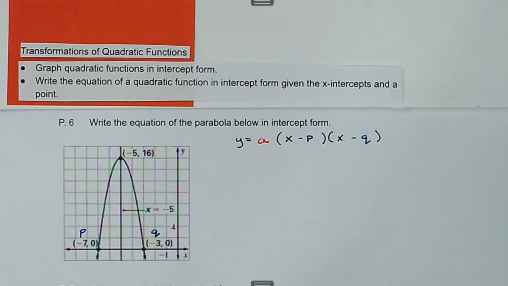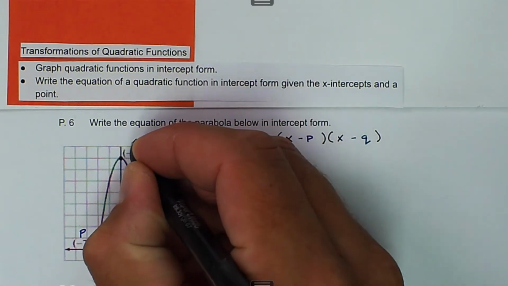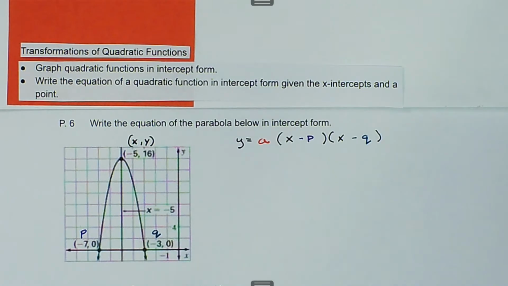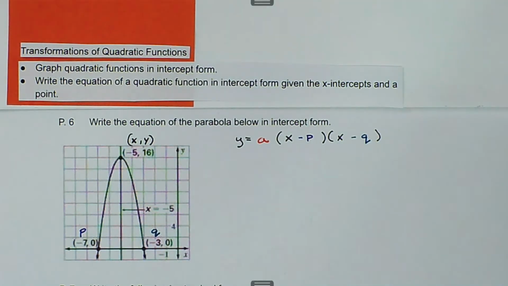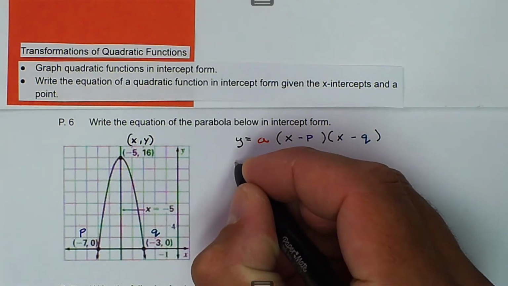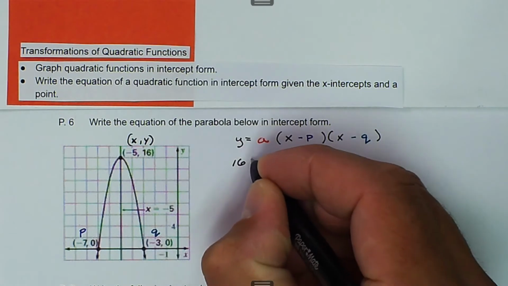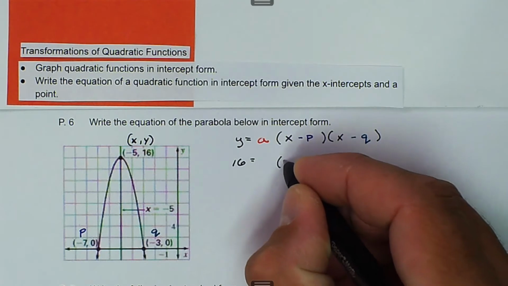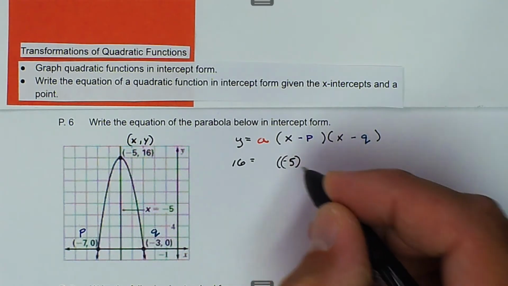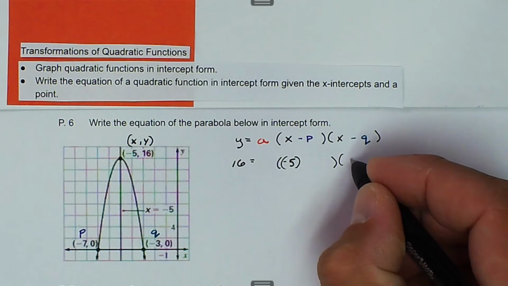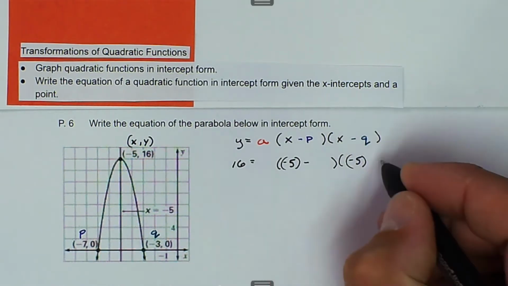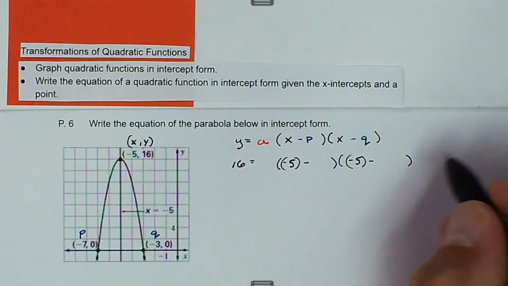And then we have a point x comma y, which is -5 and 16. So we can substitute those points into this equation. So 16 is the solution that we're looking for. And then we know our x value is going to be -5. And then we're always going to have those minus signs. Those don't get to leave based off the number.